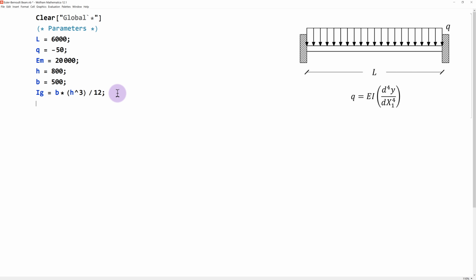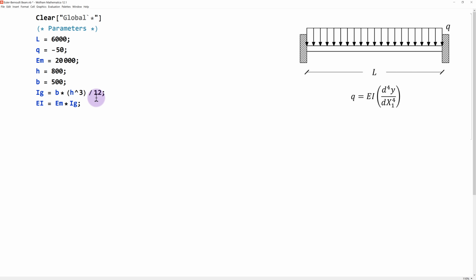And just to make my life even easier, if we look at our equation, it's EI. EI is always together, so I'm going to define EI as simply the Young's modulus multiplied by the moment of inertia. All right, and at this point, I'm good to go. I have all the variables I need for my equations defined. We can move on to the next step.